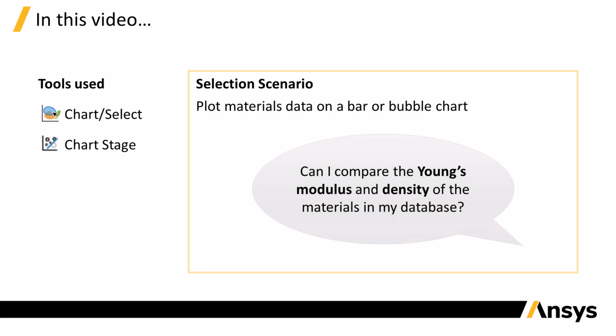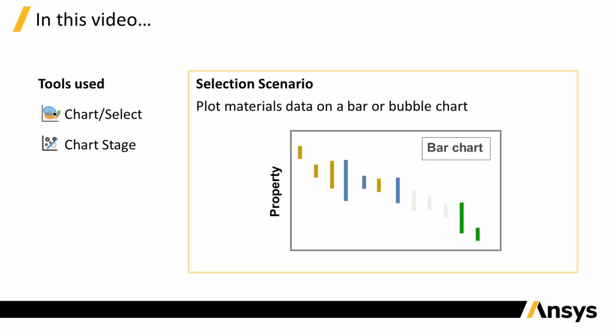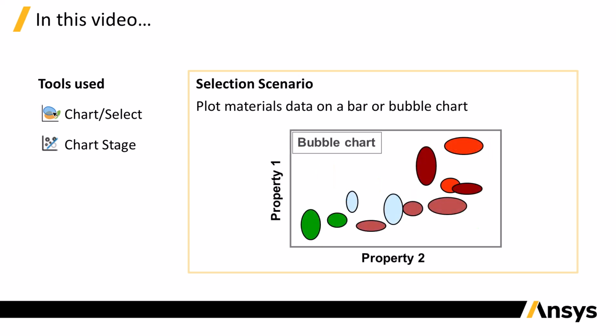In this video, you will learn how to use bar and bubble charts to visualize and compare material properties. A bar chart in Granta Selector has a numerical attribute on only one axis. A bubble chart has attributes on both axes.